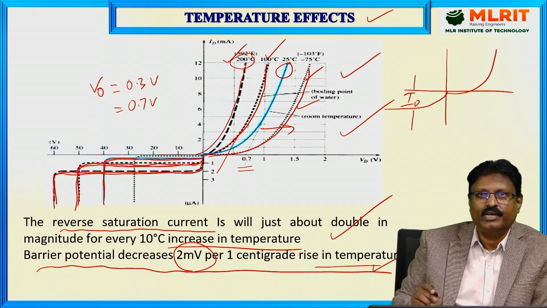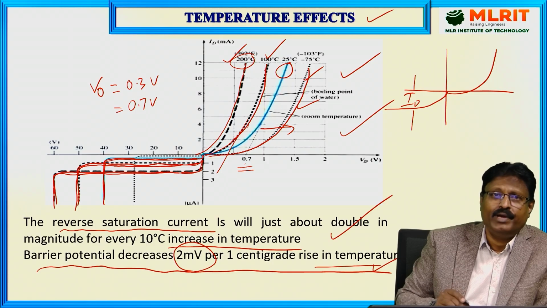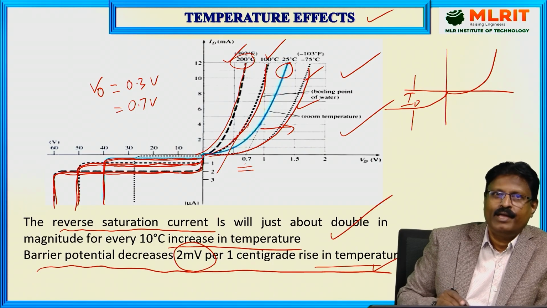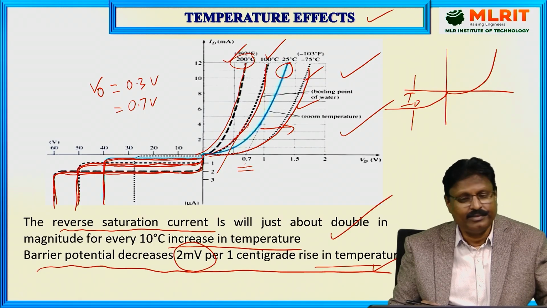So two parameters are affected by the temperature variation. One is the barrier potential. Barrier potential decreases whenever there is a rise in the temperature, and the reverse saturation current doubles for every 10 degrees centigrade rise in the temperature.